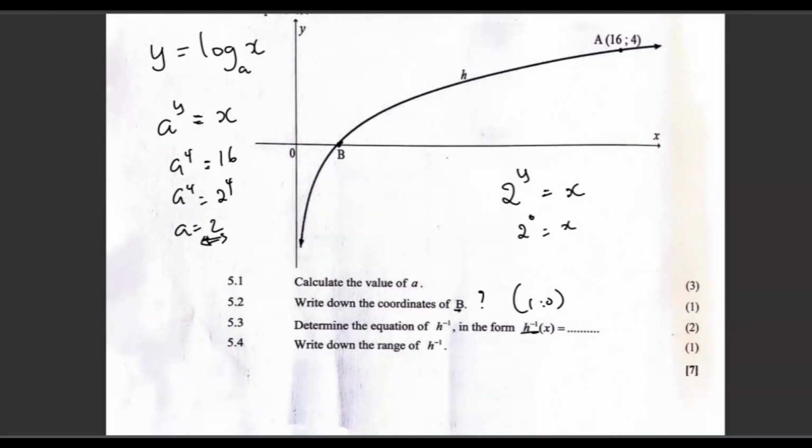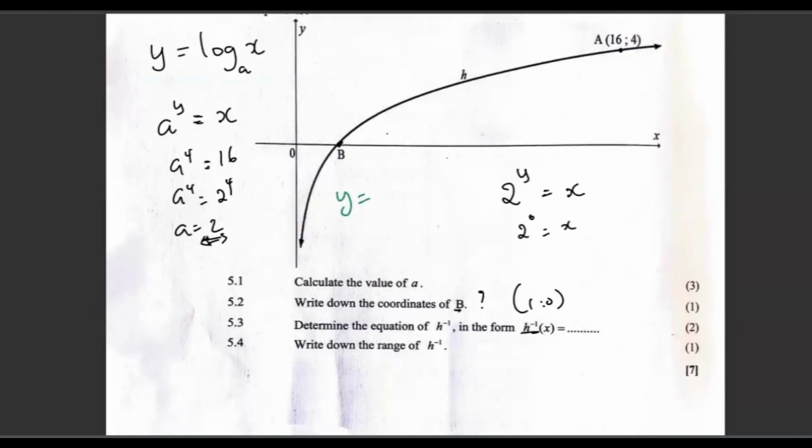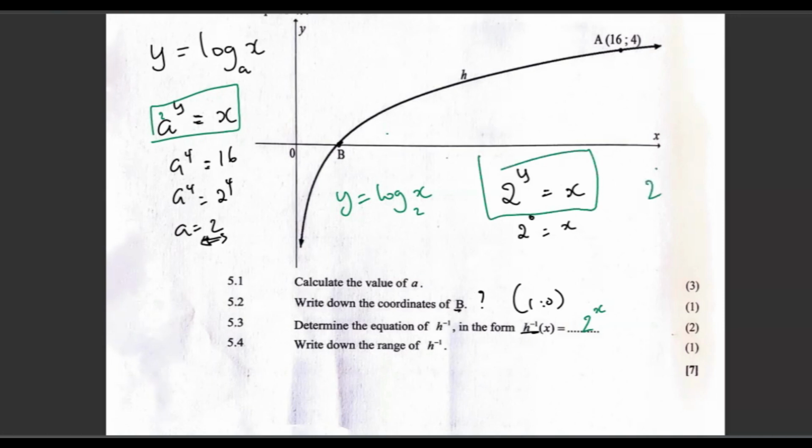If I'm to leave it in the log format, either way, it would be y is equal to log x base 2, which is more or less the same as this with the 2. Now, for me to change this to exponential, it's just going to be 2 to the x. We're just switching x and y. Remember, switch x and y. So it's 2 to the x is equal to y. So that is the inverse.